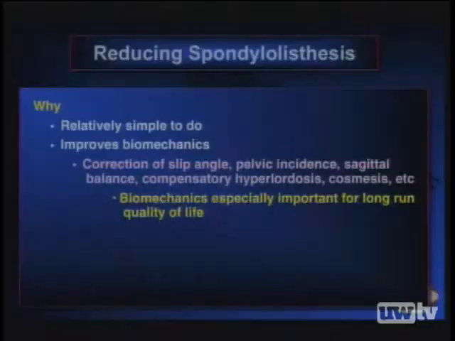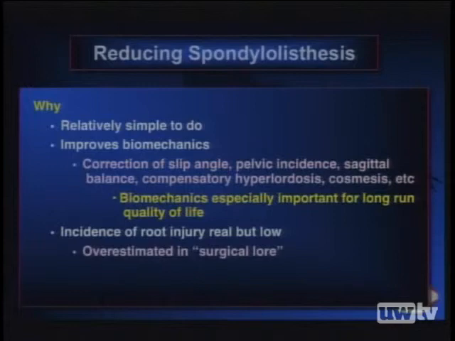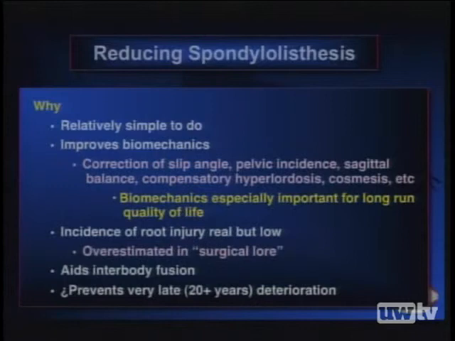So I guess what I would argue is that reducing spondylolisthesis is relatively straightforward, certainly harder in the higher grades, improves the biomechanics, important especially for the long-run quality of life. The incidence of nerve root injury is real, but actually quite low and tends to be transient, aids interbody fusion, and prevents very late deterioration. Thank you.